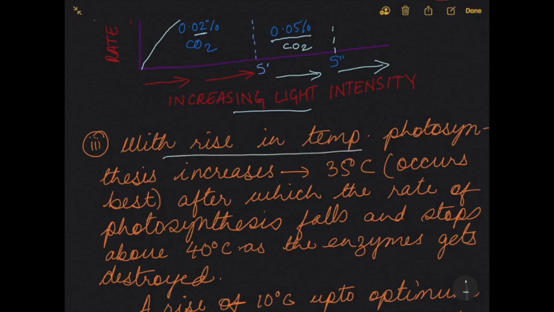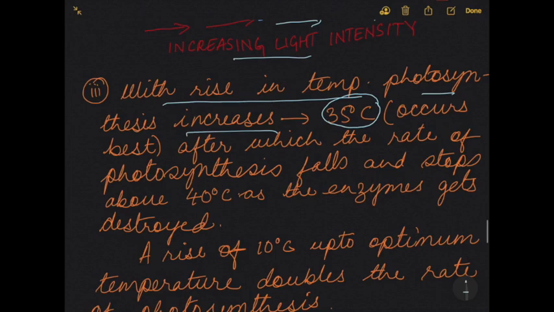If there is a rise in temperature, photosynthesis increases. And the optimum temperature means the right temperature where photosynthesis takes place the best. So the optimum temperature is 35 degrees Celsius. At 35 degrees Celsius, photosynthesis occurs best, after which the rate of photosynthesis falls.